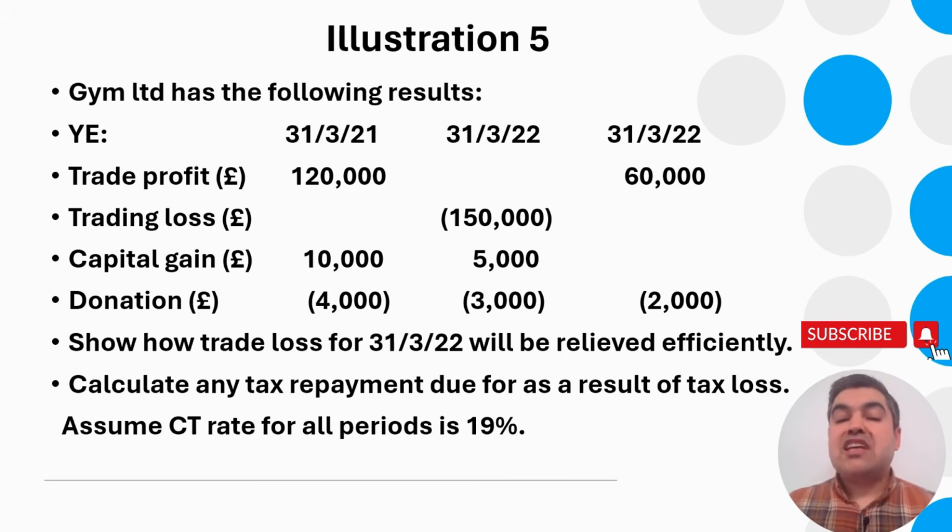Show how the trade loss for 31st March 2022 will be relieved efficiently. Calculate any tax repayment due as a result of the tax loss. Assume that the CT rate for all the periods is 19%. So on the following slide, I will show you how to deal with this kind of question.